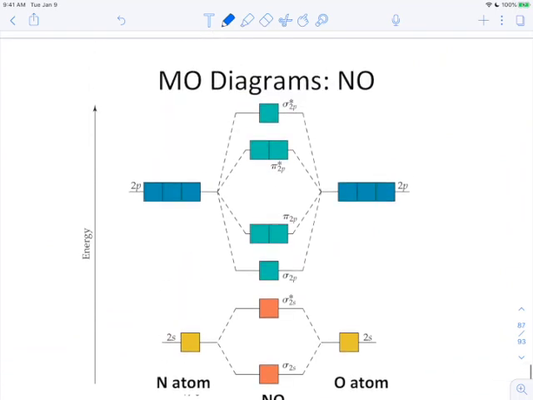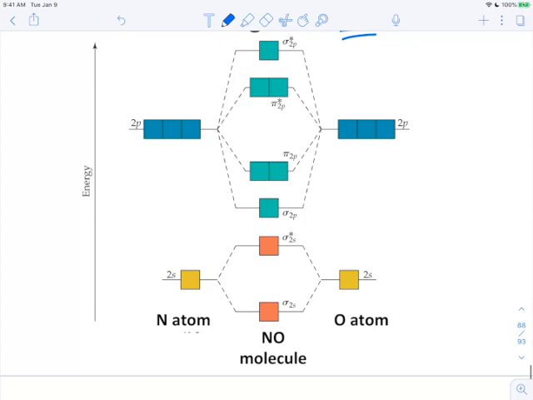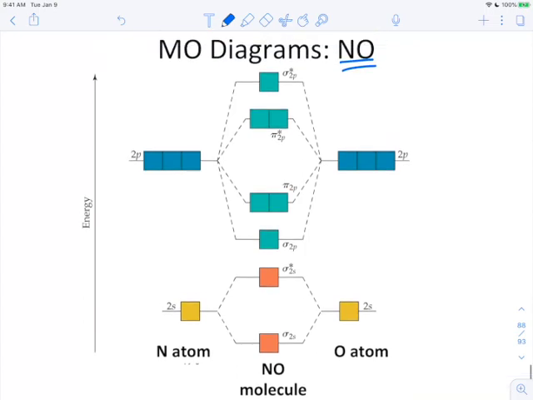All right, so we can do MO diagrams with other molecules where we don't have two of the same atom. And here we have NO as an example. So let's go ahead and do this one together. I went ahead and started it at the valence electrons. So nitrogen is 5, oxygen is 6, for a grand total of 11.